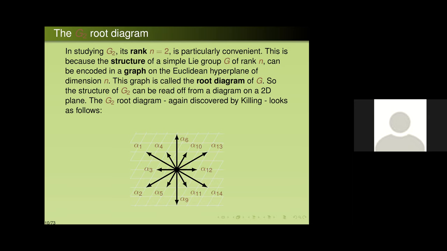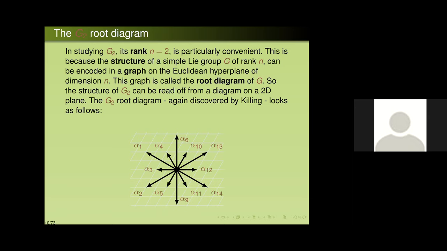So the root diagram for G2, as discovered by Killing, looks as follows. This is a nice picture of a root diagram, and I will now tell you a few words about root diagrams in case you don't know what it is. I claim that in such a picture, especially for G2, essentially all information about the Lie algebra of G2 is encoded.